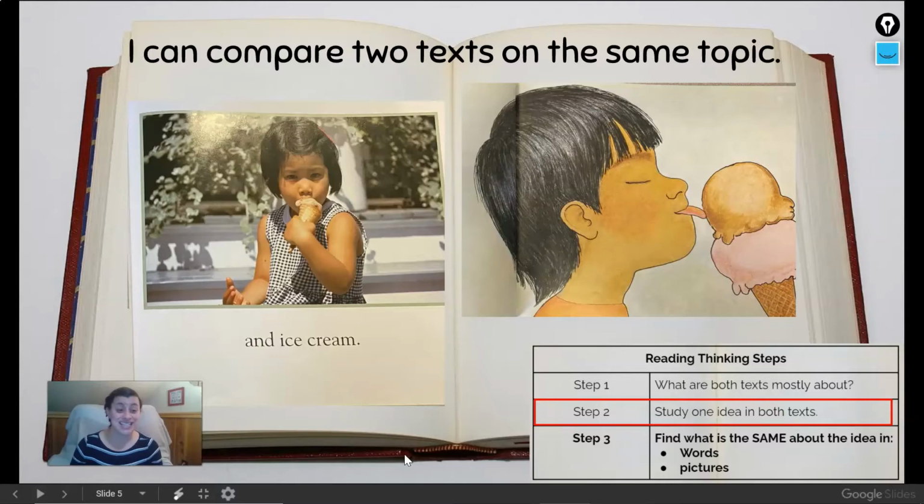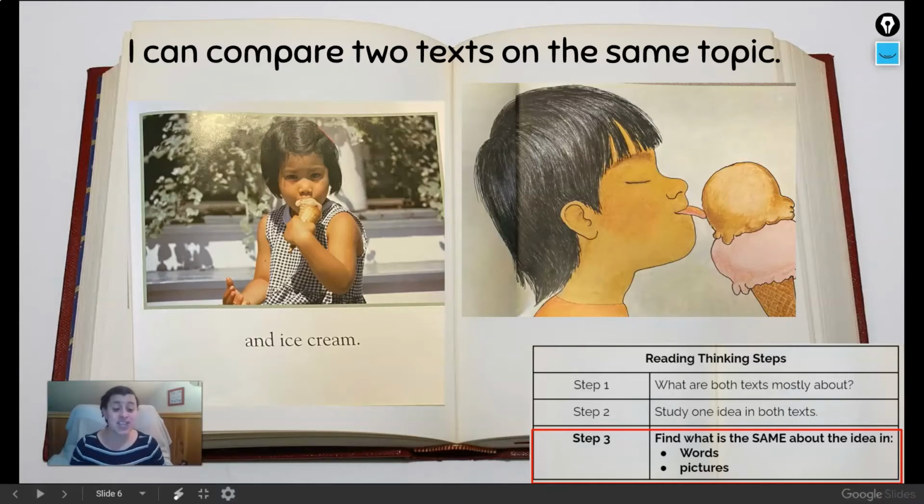Did you talk about the idea surrounding the sense of taste? Great. Let's move into step 3. We're going to find what's the same about the idea of my five senses, the sense of taste. We're going to look at the words and we're going to look at the pictures. To compare pictures, you're going to find people, objects, and actions that are in both examples. Think about what each picture teaches you about the topic. Decide how the illustrator made the pictures in each book.